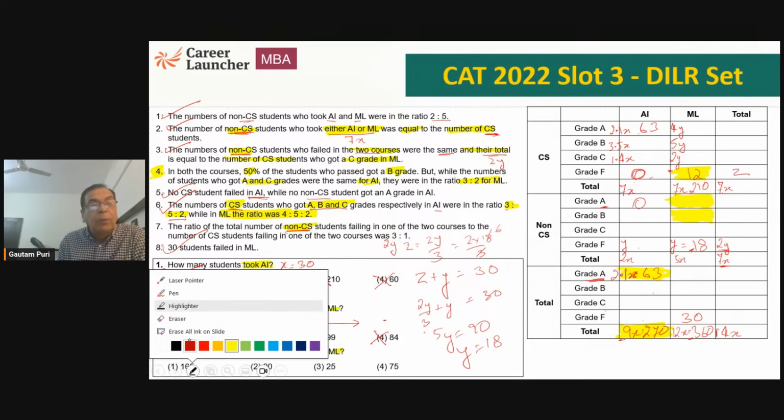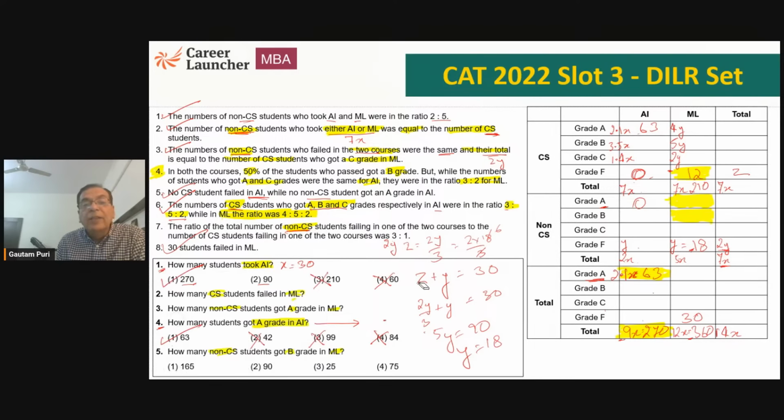And we have got one more answer in front of us. I'll just erase what is not required, just to clean up the slate so that we have space for working for the subsequent questions also. What is the question now? How many CS students got grade F in ML? How many CS students failed in ML? Question number 2, the answer is going to be 12.